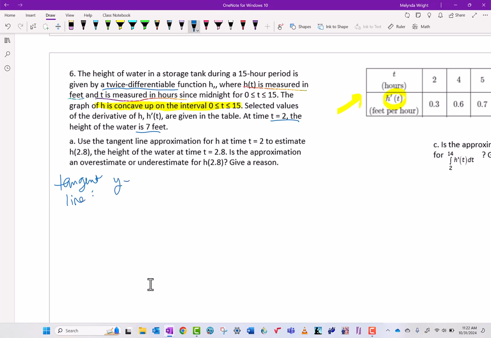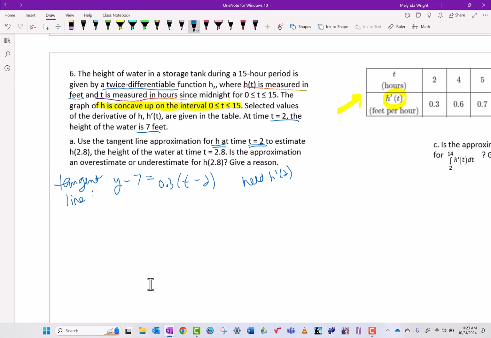So y minus, and we've got our t value of 2. Do we know what our h value is at 2? Yeah, they happen to give it to us in the prompt, right? The h value at 2 is 7. Okay, we need to figure out our slope. So our slope, we need h prime of 2. Where are we going to get that? Well, if we look over here in our table, we do have h prime of 2. h prime of 2 is 0.3. So now that is our tangent line.